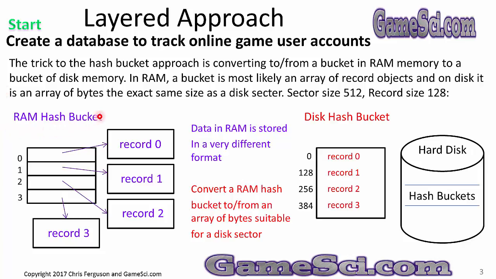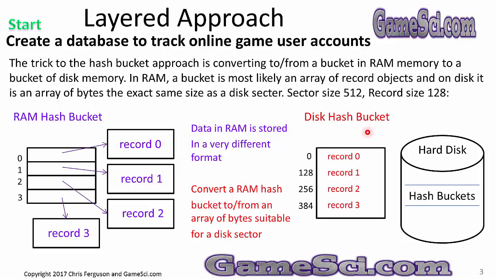To represent a hash bucket in RAM, you probably have a simple array of records. If at most you can store 4 records per bucket, slot 0 of the array contains a reference to the record 0 object. Slot 1 contains a reference to the record 1 object. We store RAM hash buckets as arrays of records. The data in RAM is stored in a very different format than the data is stored on disk drive.